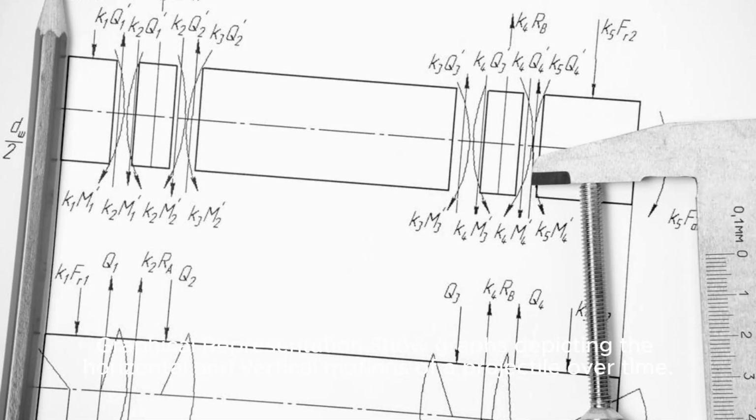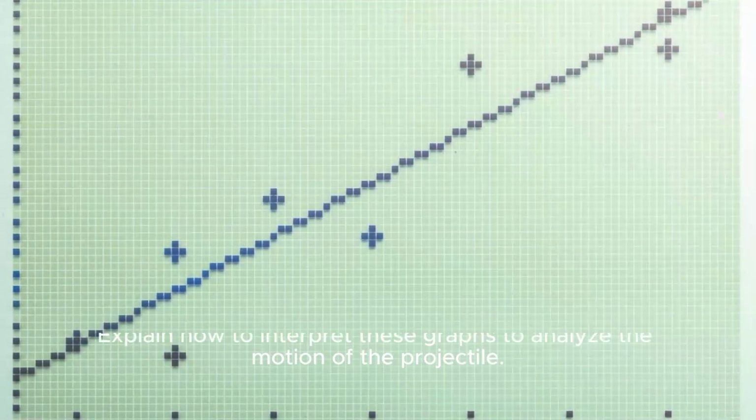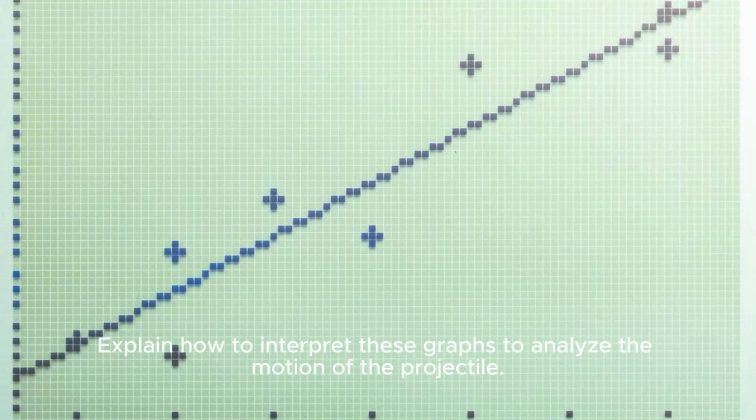Graphical representation. Show graphs depicting the horizontal and vertical motions of a projectile over time. Explain how to interpret these graphs to analyze the motion of the projectile.